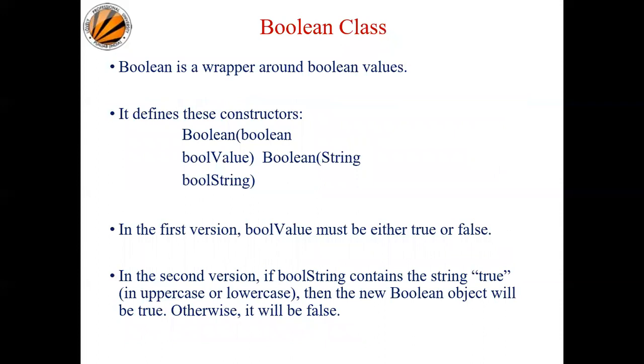Boolean class is a wrapper around a boolean value. It defines these constructors: Boolean with parameter boolean boolValue, and Boolean with parameter String boolString. In the first version, boolValue must be either true or false. In the second version, if boolString contains the string true in uppercase or lowercase, then the new Boolean object will be true. Otherwise, it will be false.